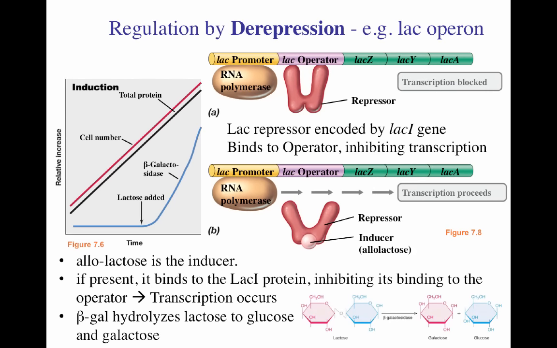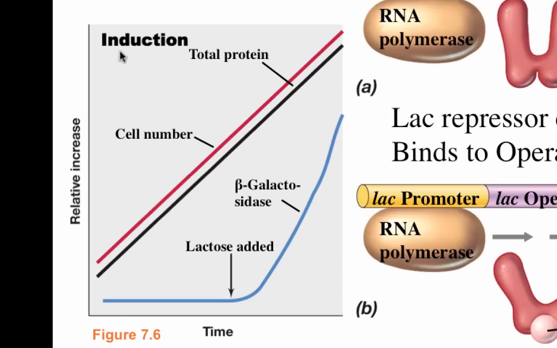Another type of regulation is regulation by derepression, and that is going to be exemplified by the lactose operon, which you already have learned quite a bit about in other classes, but today what I want to show you are the multiple ways in which the lac operon is repressed. So here again we are going to look at an example of this.